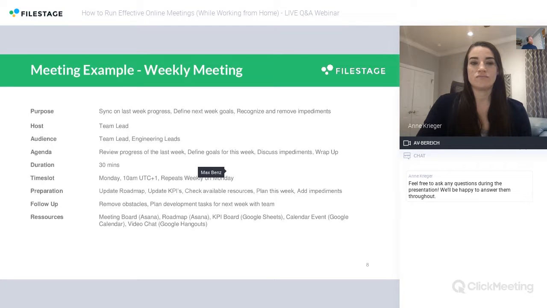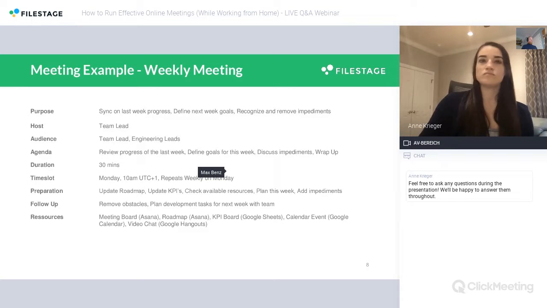And as a follow-up, we're going to remove the obstacles that we discussed, plan the development task for the next week with the team, and start working. So the resources we use here, like already said, are a meeting board in Asana, the roadmap in Asana, KPI boards in Google Sheets, Google Calendar for our meeting events, and the video chat Google Hangouts.